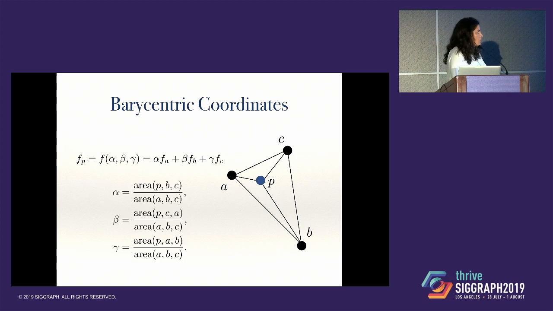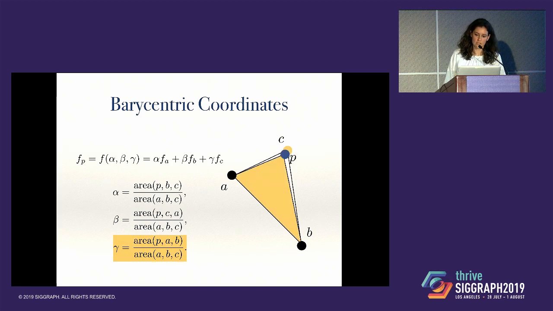Same principle as before: the weight for a vertex is just going to be the area of the opposite triangle divided by the total area of the triangle. So the weight for the vertex B is beta, and it's the area of the triangle PCA over the area of triangle ABC. And same with the weight for C. It's the area of that opposite triangle. And here's just an illustration. Why does it make sense that it's the opposite one again?